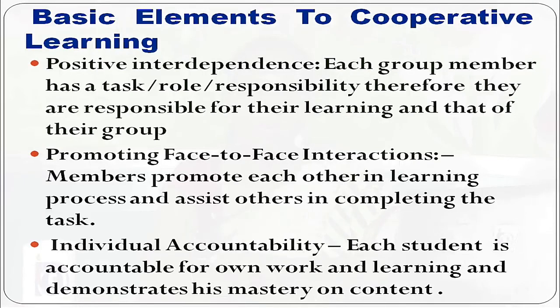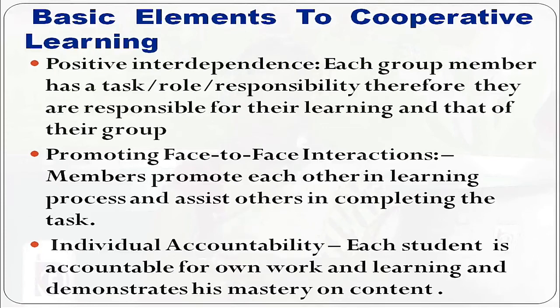The basic element of cooperative learning is positive interdependence. Each group member has been allotted a task, a role or responsibility by the teacher. Therefore, they all are responsible for their learning individually and that of their group. The learner is responsible for his or her own activities, and simultaneously he is also responsible for the group too, because he is working in a group.